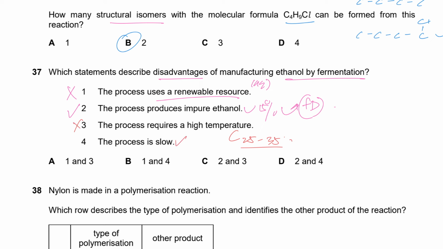The process is slow. Yes, it's a batch process, right? It's a slow process, unlike the hydration process, in which you react an alkene with steam, because that's a continuous process and that requires high temperature. So 2 and 4 is correct. D is the correct option.